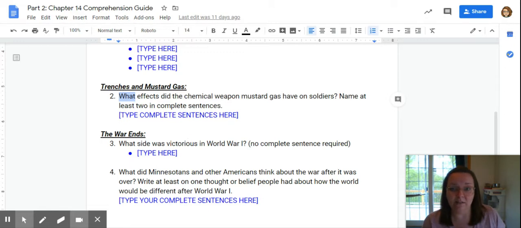The effects mustard gas had on soldiers was, list out your answer, a little bit, period. Then talk about another one. 2 complete sentences. Name at least 2.